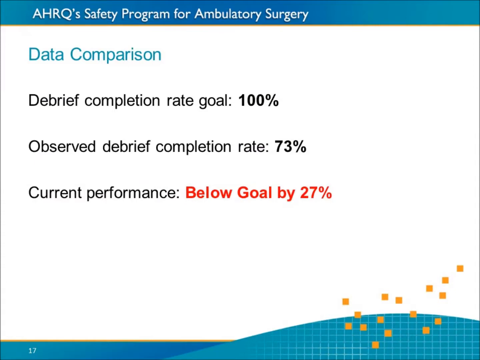And so on this slide 17 here, the data comparison, this is where we have to make a decision. If we take a look at where we are, our goal was 100%. We're now at 73%, so we're below our goal by about 27%. Whenever you've tested a change, you need to apply what we call the 3 A's to decide where you go from here.